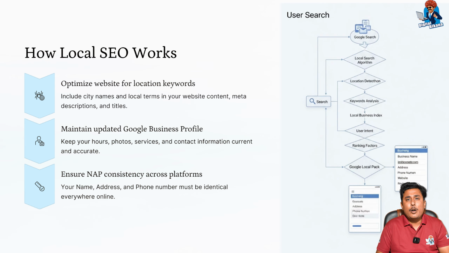Local SEO works by optimizing your website, Google Business Profile, and local citations. Google uses relevance, distance, and prominence to decide which business to show in local search results.